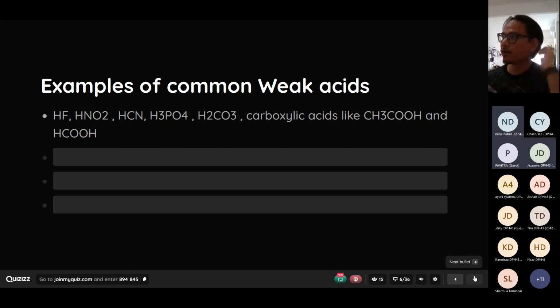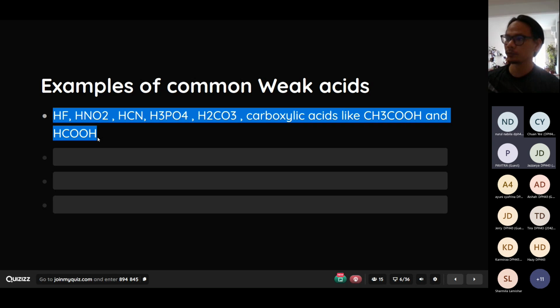So examples of common weak acid adalah sedemikian. HF, HNO2, HCN, H3PO4, H2CO3, hydrogen carbonate, carboxylic acid, banyaklah kat sini. Okay. So saya tahu kat sini saya tulis HF, ada satu saja hydrogen tapi kenapa partially? So it's best kalau kamu boleh tulis the chemical equation. Tapi for now it's probably best kalau kamu hafal yang ini saja.